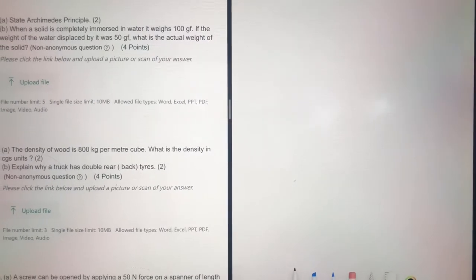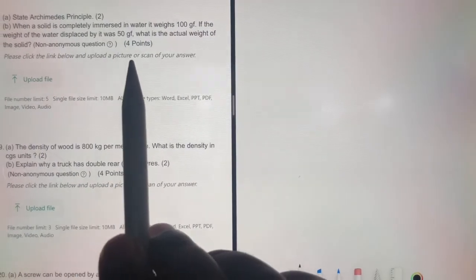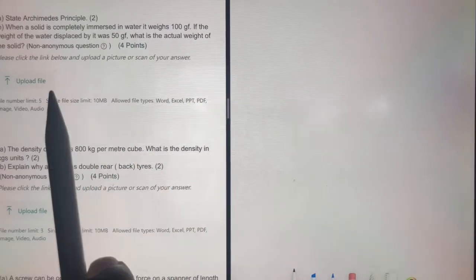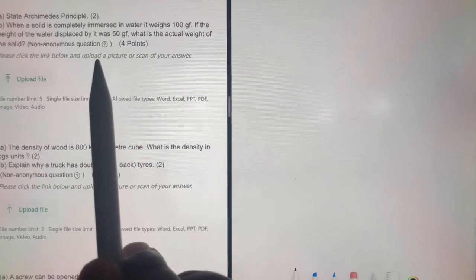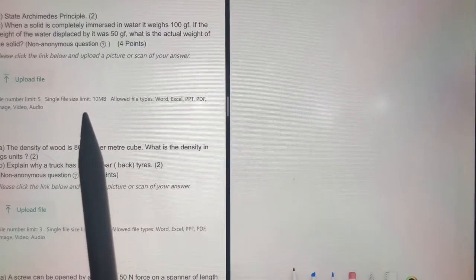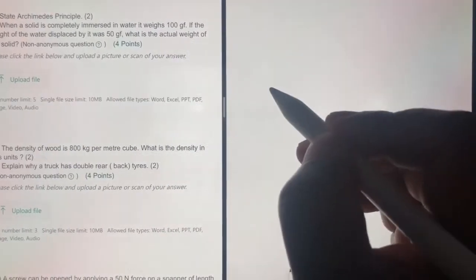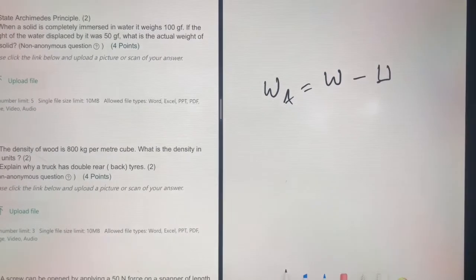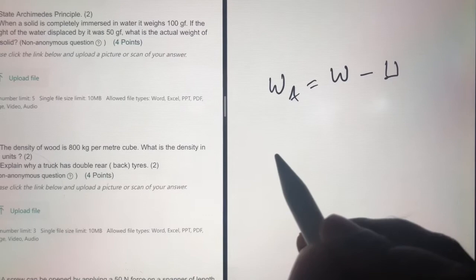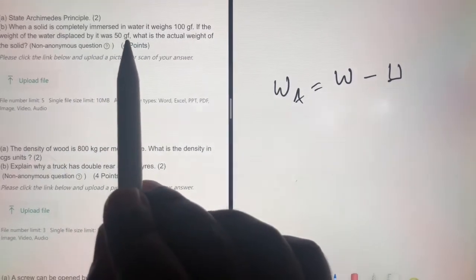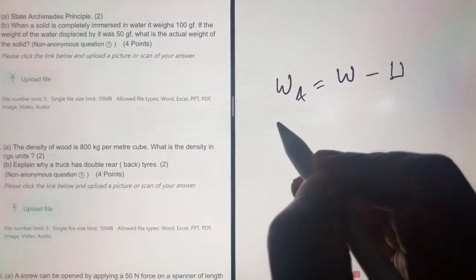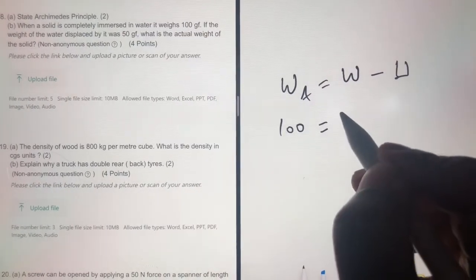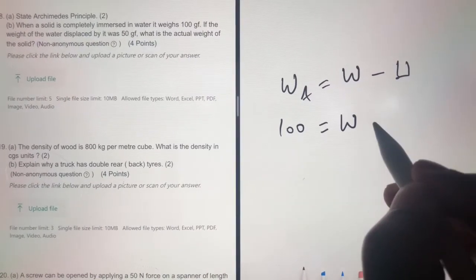If you look at the question, it says when a solid is completely immersed in water, it weighs 100 gf. If the weight of the water displaced by it was 50 gf, what is the actual weight of the solid? So we know that the apparent weight is the actual weight minus the upthrust. So when a solid is completely immersed in water, it weighs 100 gf. So the weight in water, which is the apparent weight, is 100. Now they asked us to find the actual weight. Now what is the upthrust?